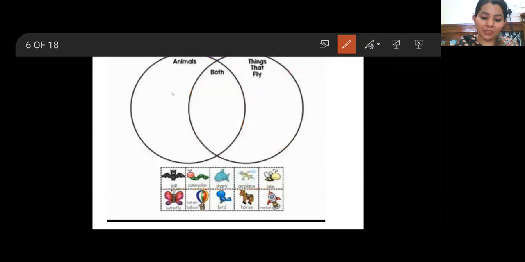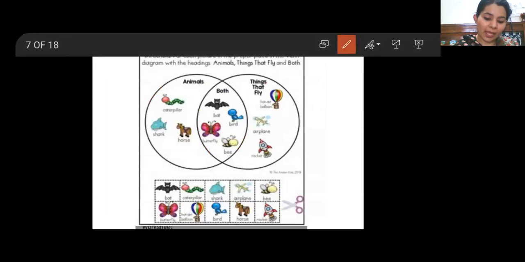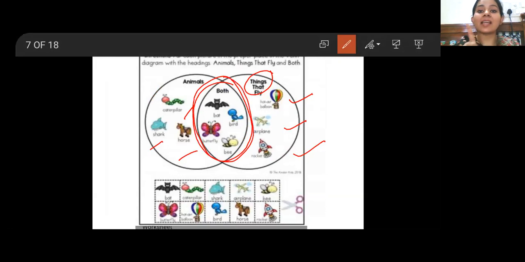Let me share the answer with you all. So here you go, you have the answer over here. So animals, I have caterpillar, shark, and horse. Yes, they cannot fly. And things that can fly, I have hot air balloon, airplane, rocket. These are not animals. So in between you can see in the common area where animals that can fly, both the things. Are you getting my point?